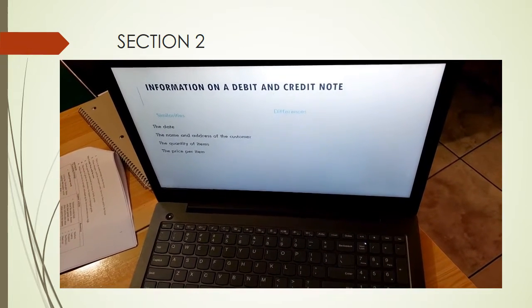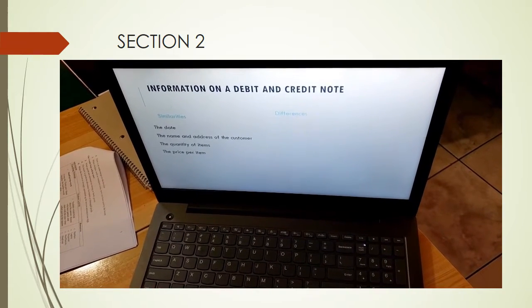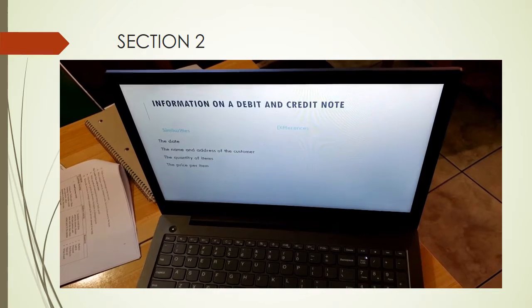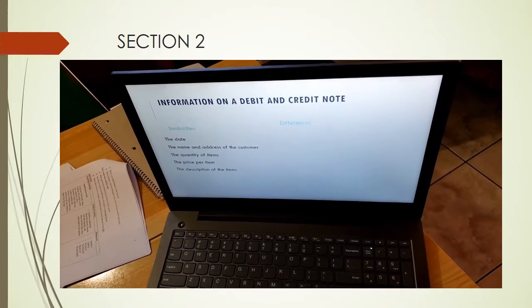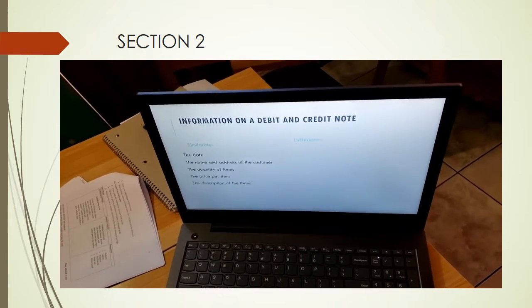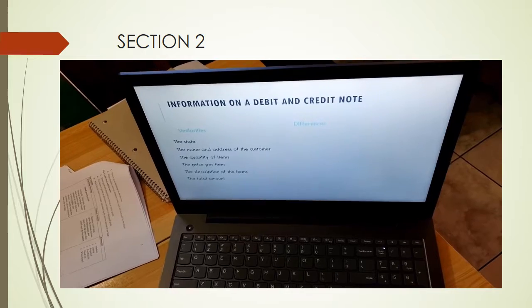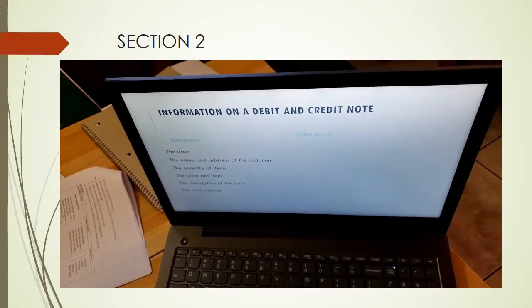Right. The price of the item. Yeah, I think you all had that. Group 1. Oh, very good. Nice. So price of the item. Very good. Description of the items. Nobody had that one. Right, description of the items, right? So yes, description of the items is another similarity. Then we have the total amount as another similarity as well. Both of them have total amounts in it.